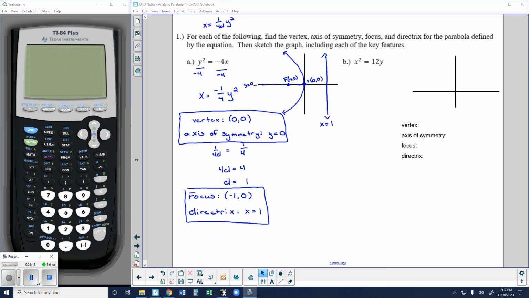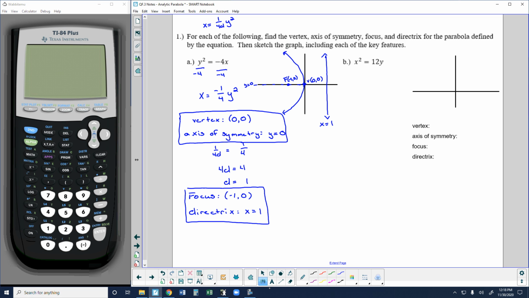So there I have all my key features labeled, and I have a graph. I'm ready to start finding those pieces and putting those in the right locations. So first thing that I want to do is identify if this is going to be a horizontal or a vertical parabola. I can see here that the x is being squared. I'm going to get the y by itself, and when y is by itself, it is a vertical parabola.